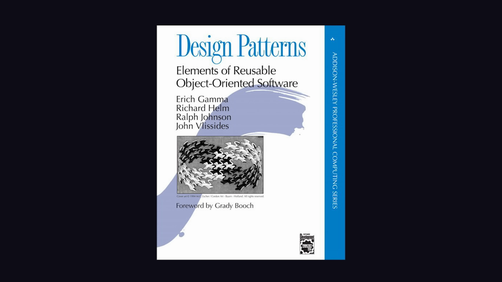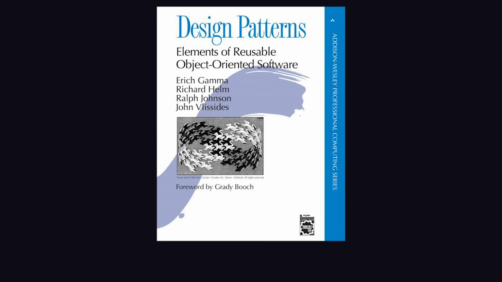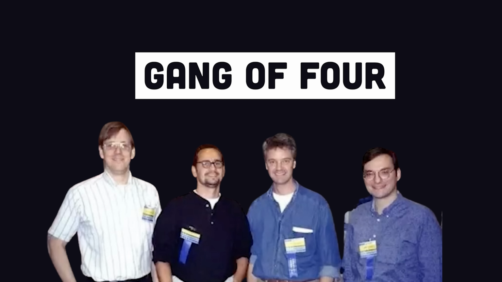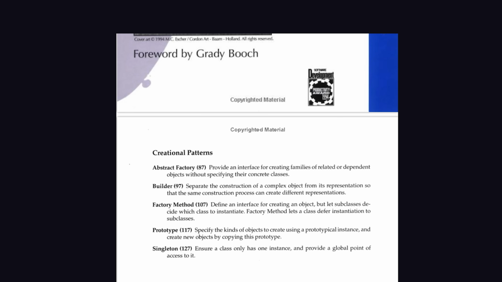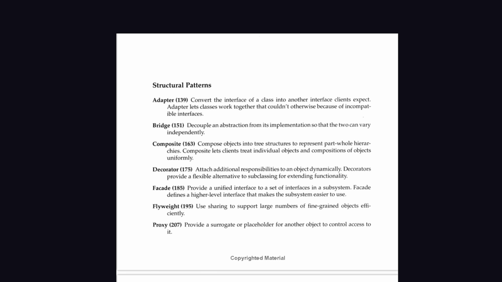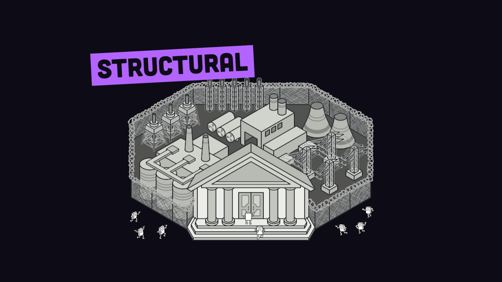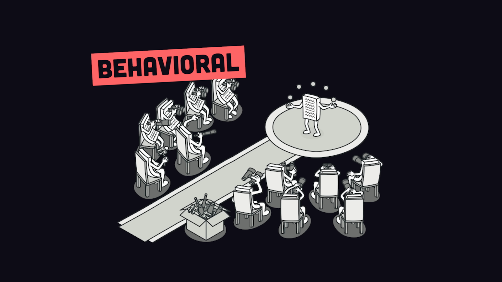One of the most influential books in the history of programming is Design Patterns by 4 C++ engineers called the Gang of 4. It breaks down 23 different approaches to address recurring problems that programmers face, which are categorized as creational patterns, how objects are created, structural patterns, how objects relate to each other, and behavioral patterns, how objects communicate with each other.